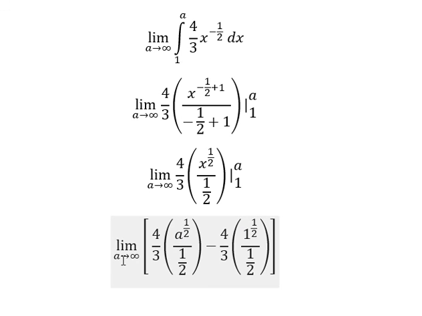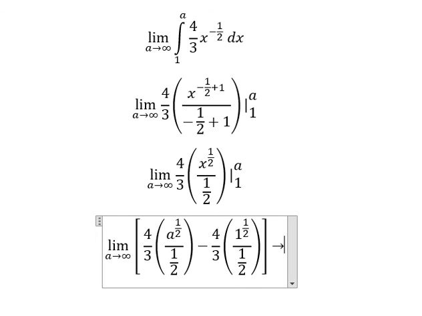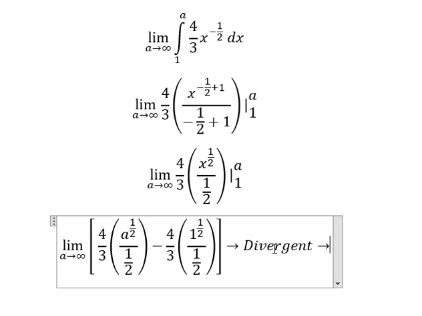So when a approaches positive infinity, this one will go to positive infinity. Everything in here will go to positive infinity, and combined, this one will go to positive infinity. So we can say that this one is divergent, and this goes to positive infinity.